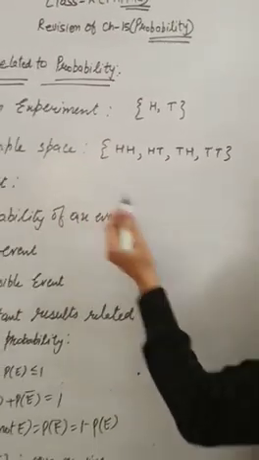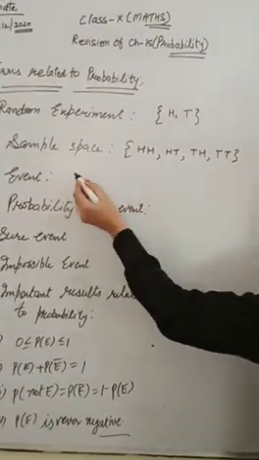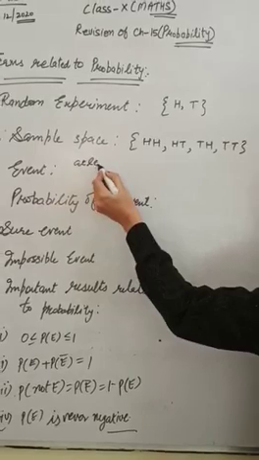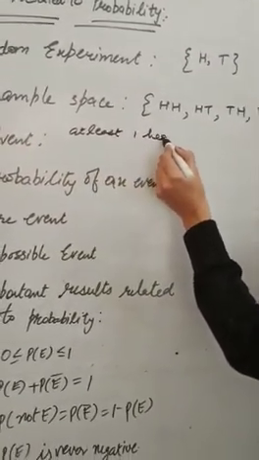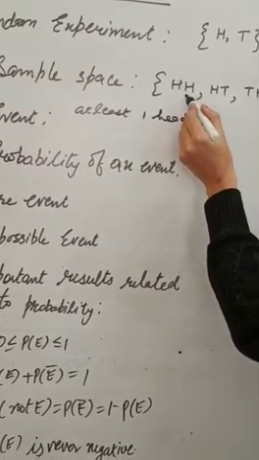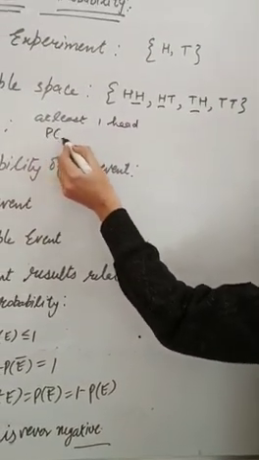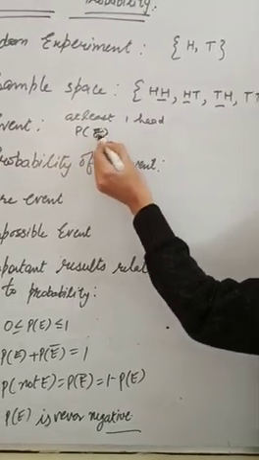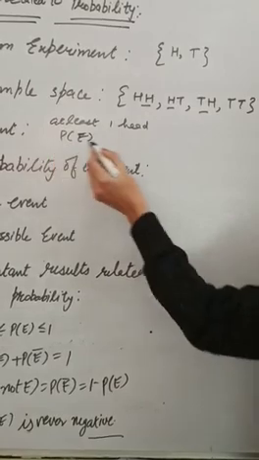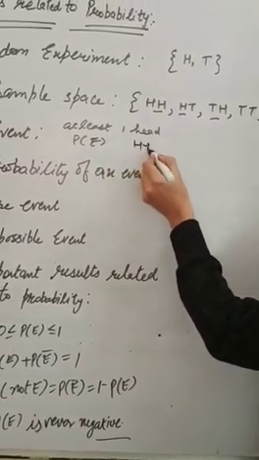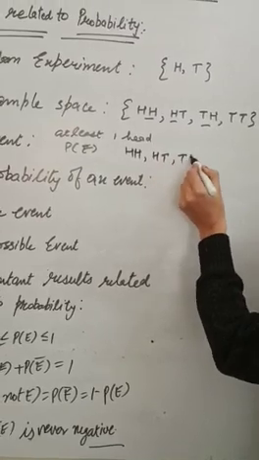Now the event: exactly which outcomes we need. For example, if two coins are tossed and we need at least one head, this implies these three outcomes are needed. Its probability we will find; that is the event whose probability we are finding out. It will be HH, head tail and tail head.